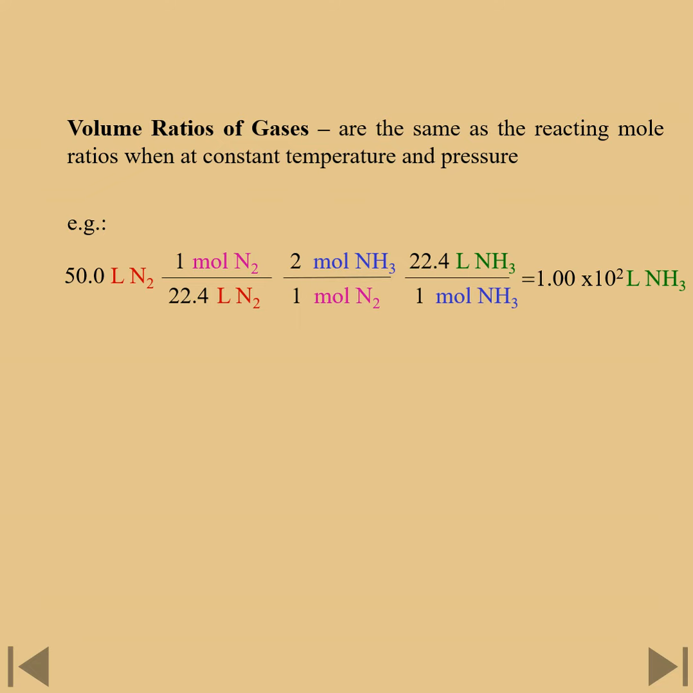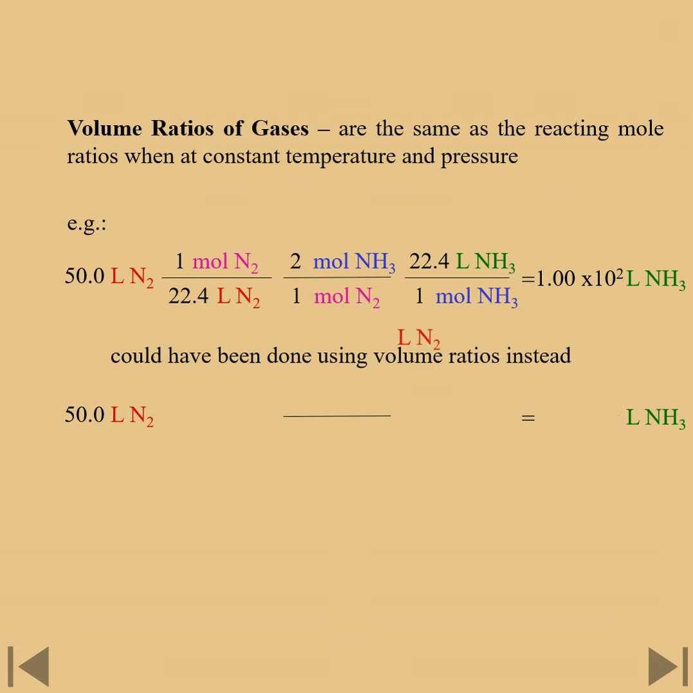Now what if you're not at STP? Well, those numbers wouldn't be the same as the 22.4 liters, but they would be the same as each other. And so they would cancel. And so ultimately, we have volume ratios that could serve in place of mole ratios. So I can go from liters of nitrogen directly to liters of ammonia. But again, this is only, and I have to say this again, only if we have both gases at the same temperature and pressure.